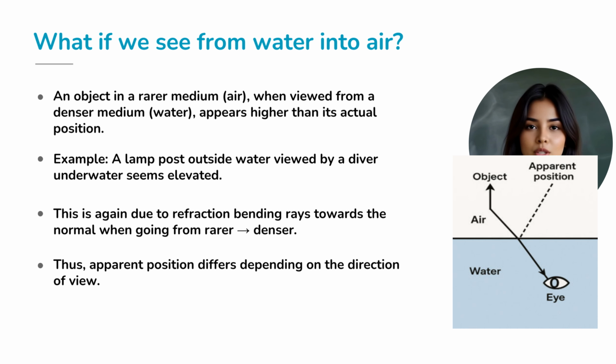Suppose you are underwater, looking at an object in air. In this situation, light rays travel from the rarer medium, air, into the denser medium, water. This time, the rays bend towards the normal. As a result, the object in air appears higher than its real position. For example, a lamp post viewed by a diver underwater will seem lifted upwards in the sky.